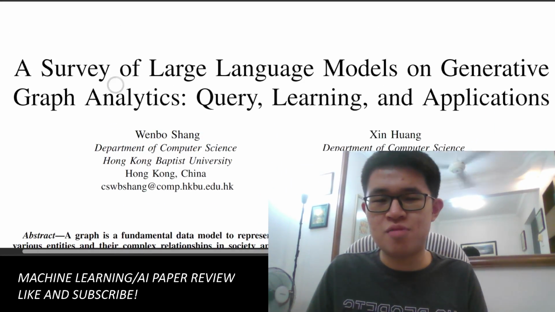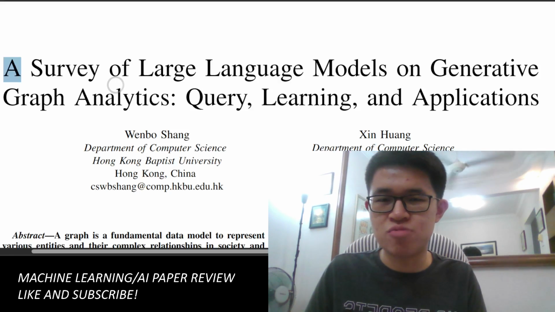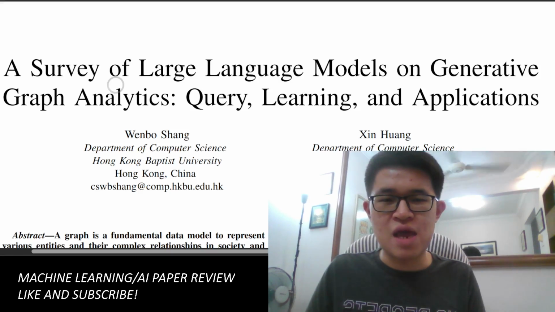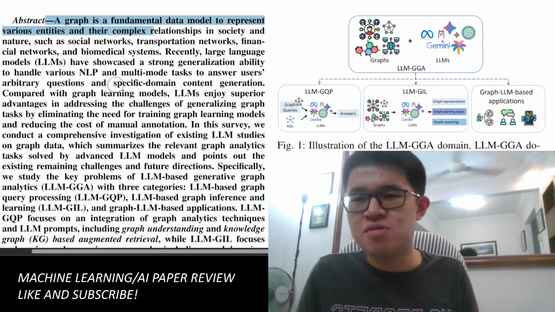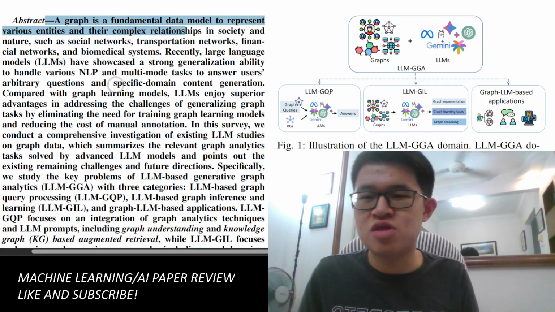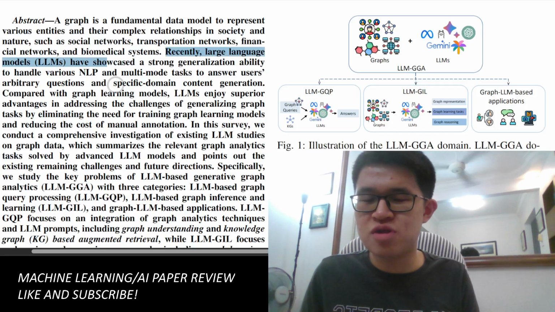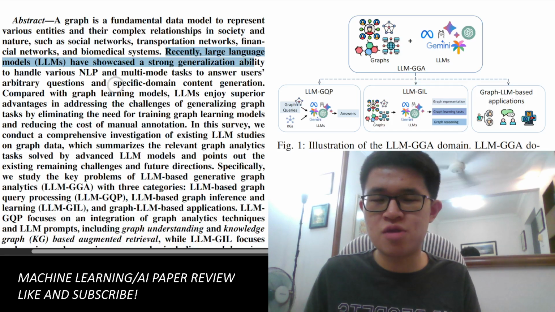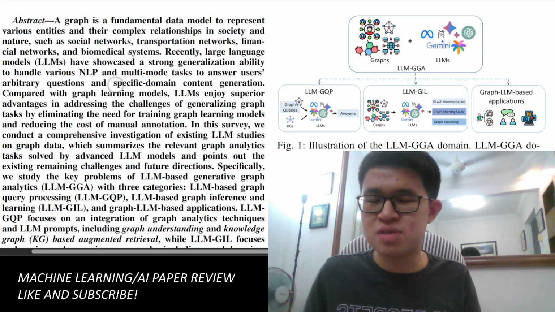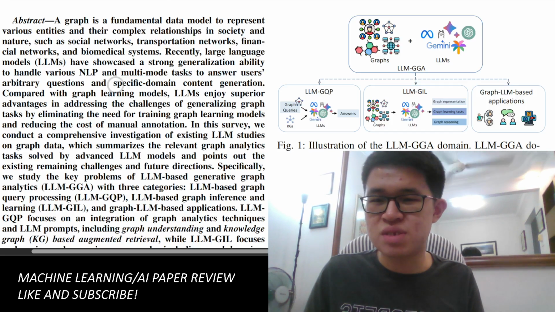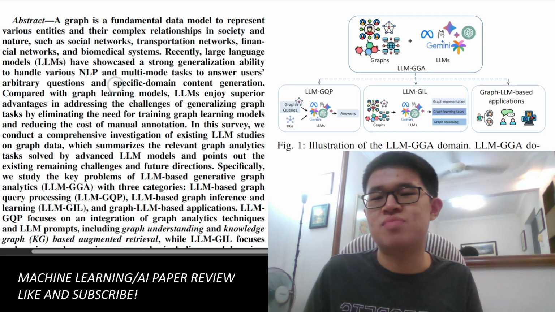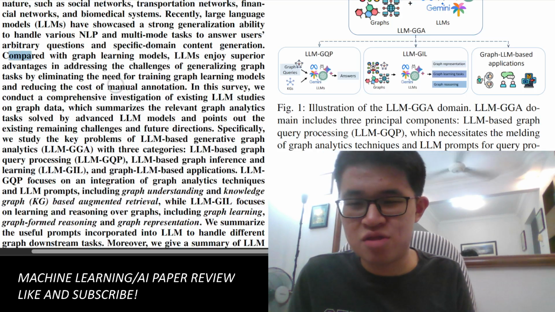And let's start off with the title. What we're looking at here is a survey of large language models on generative graph analytics, query, learning, and applications. A graph is a fundamental data model that can represent different entities and their relationships in many different things. Recently we have large language models that showcase a strong generalization ability to handle various natural language processing tasks and multimodal tasks, to answer users' questions and do specific domain content generation. We already know that, such as ChatGPT.